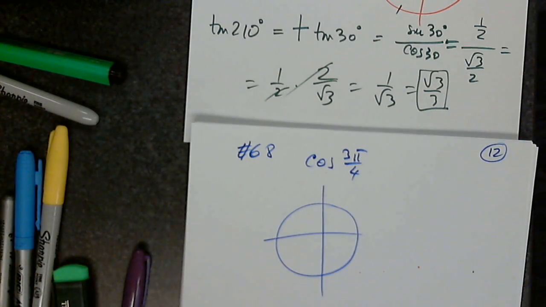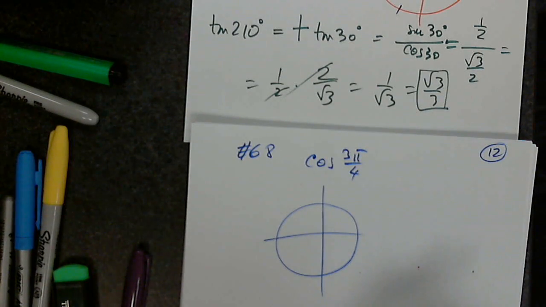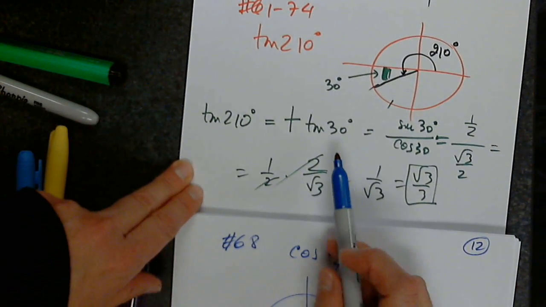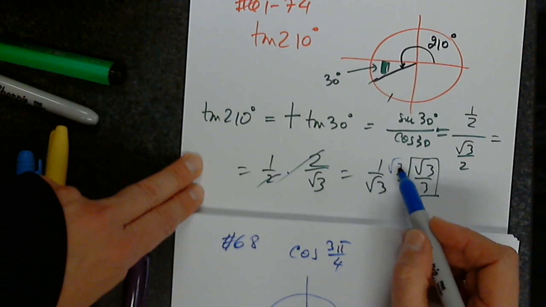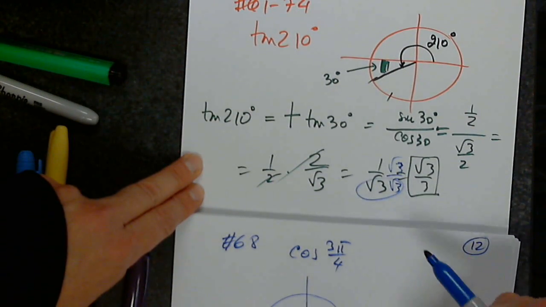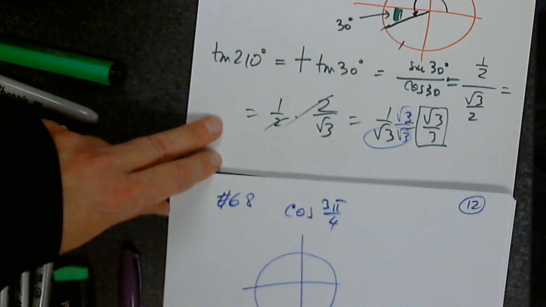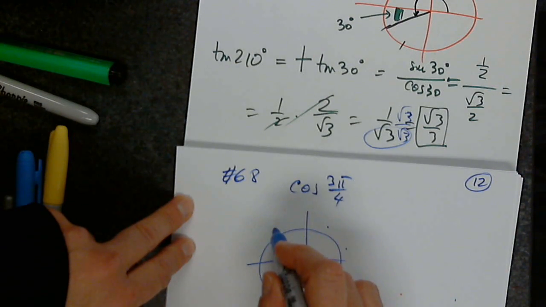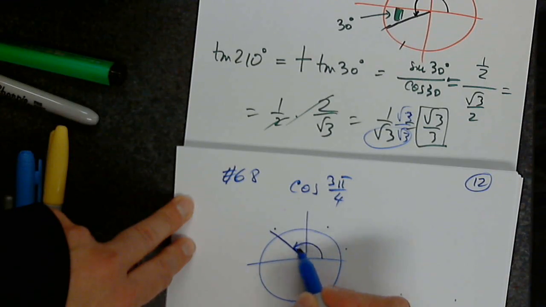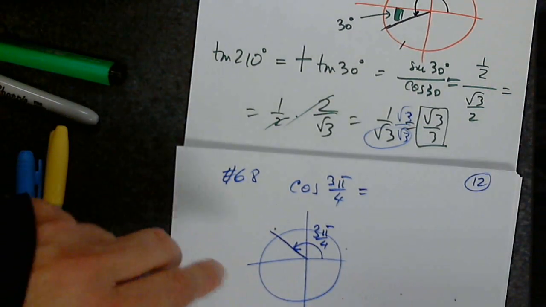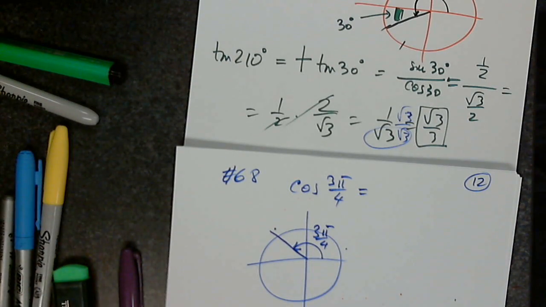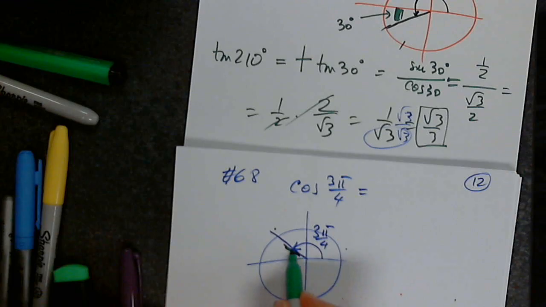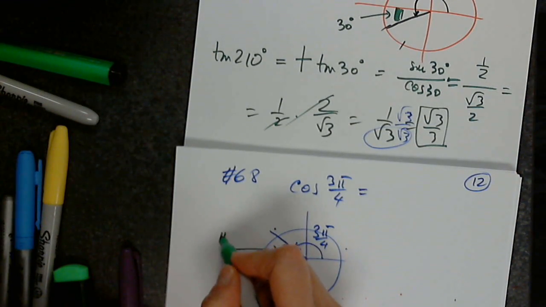Okay, which quadrant is 3 pi over 4 in? In the? Yes, in the? Which quadrant is 3 pi over 4? 1, 2, 3 pi over 4. Right in the middle of the second one. So this is 3 pi over 4. Now, can anyone identify for us the reference angle? This is the reference angle, which is pi over 4.